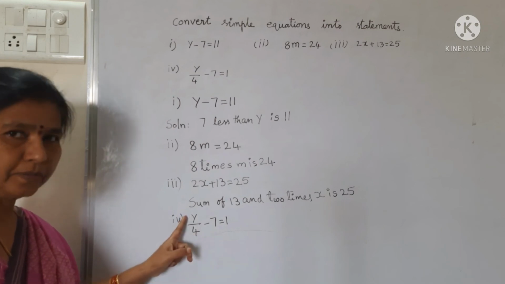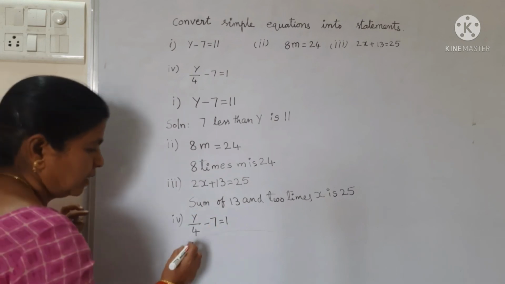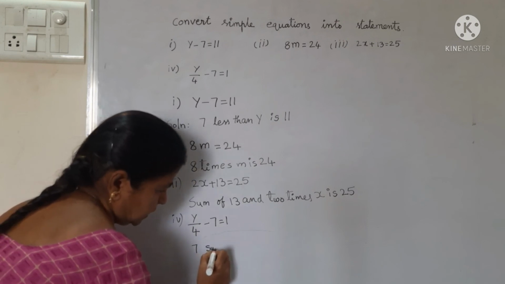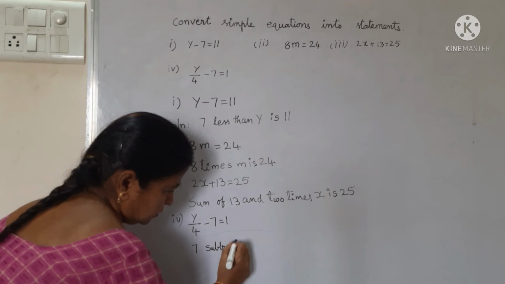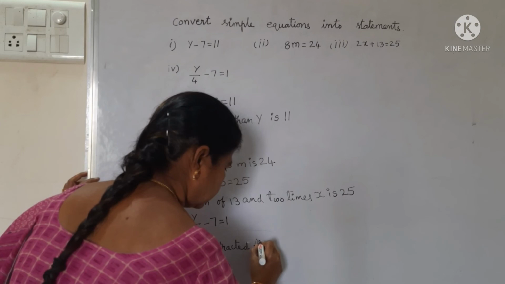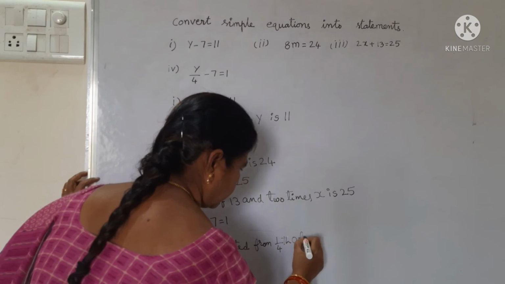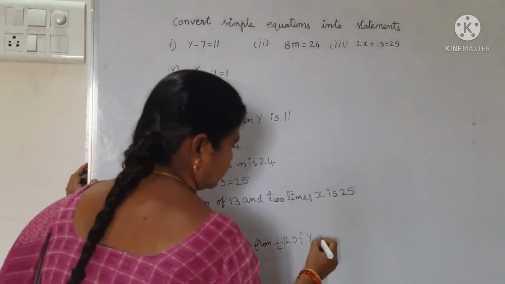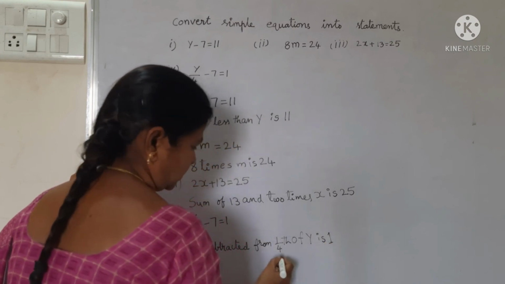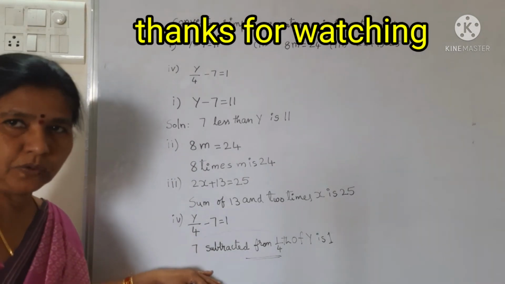7 subtracted from 1/4 of y is 1. Like that we can write, 7 subtracted from 1/4 of y is 1. Like this we can write all the statements. We can convert equations into statements like this.